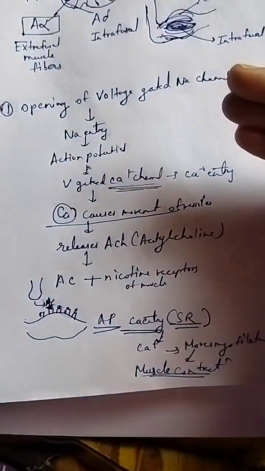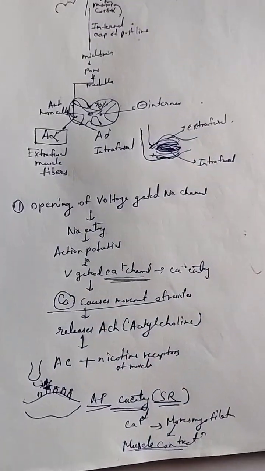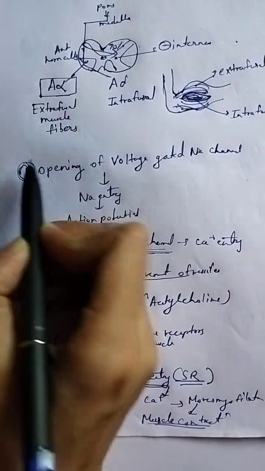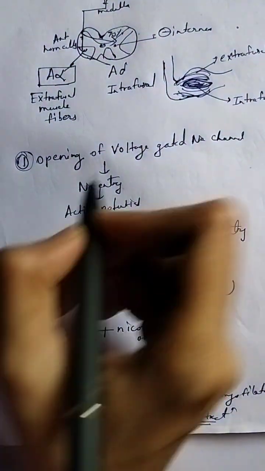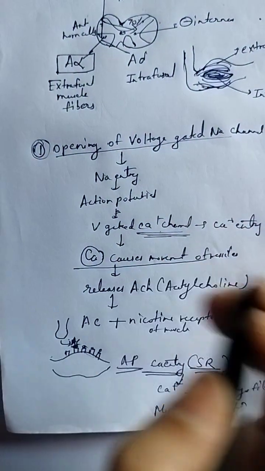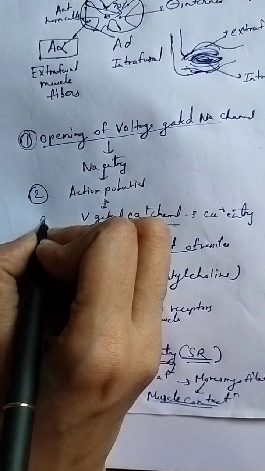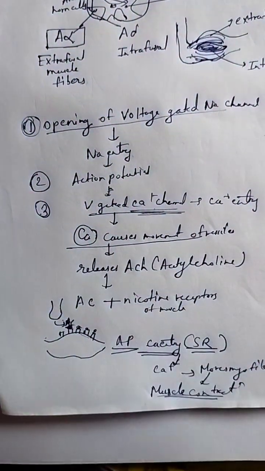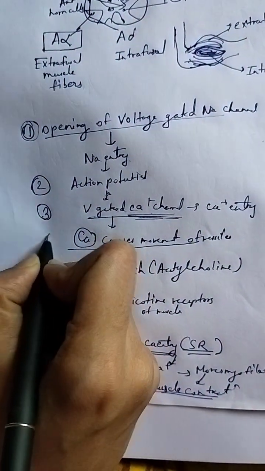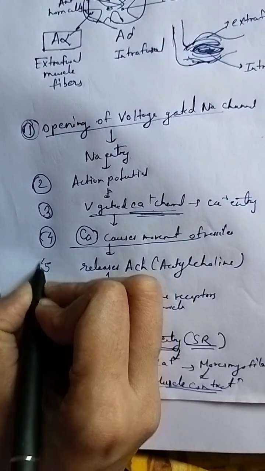Okay, so this is the flow chart, a very important flow chart from the exam point of view. So remember, the first stage of the neuromuscular junction is the opening of the voltage gated sodium channel. Then the second step is the action potential. Third step is the voltage gated calcium channel entry, and the fourth one is the movement of the vesicles due to calcium and the acetylcholine release.